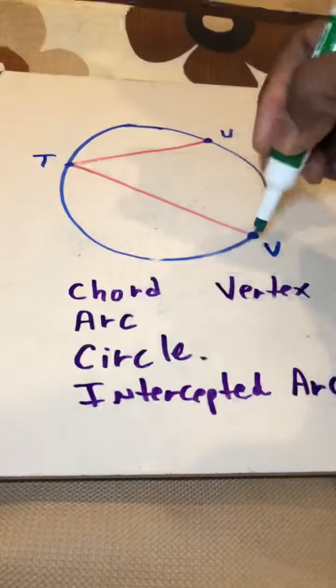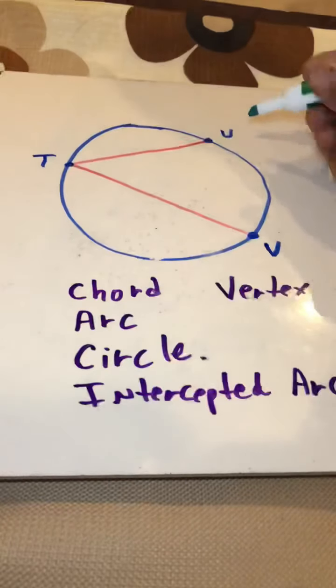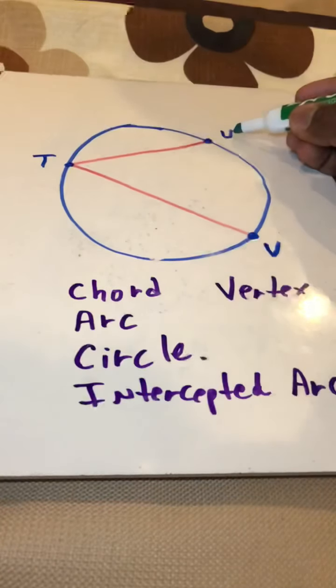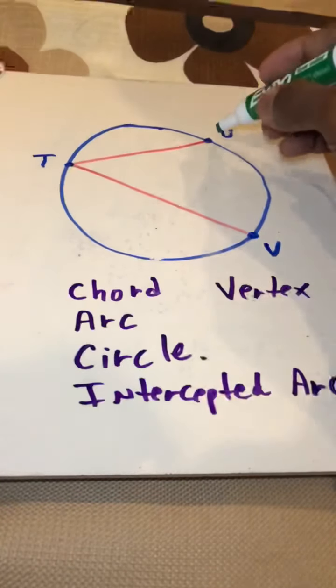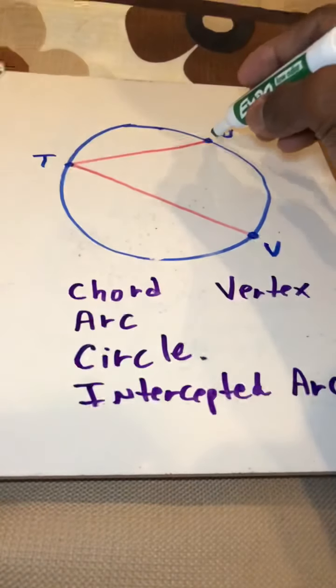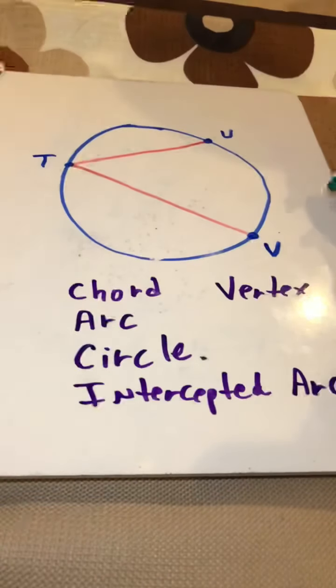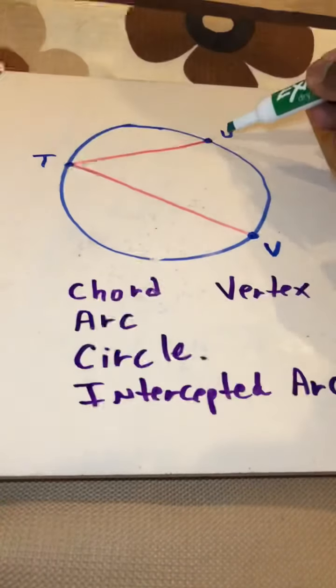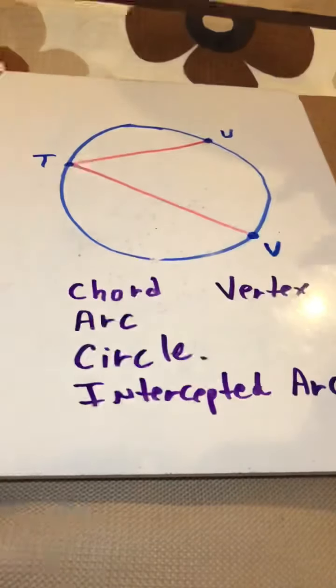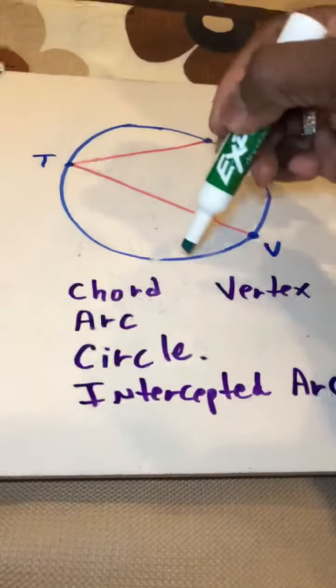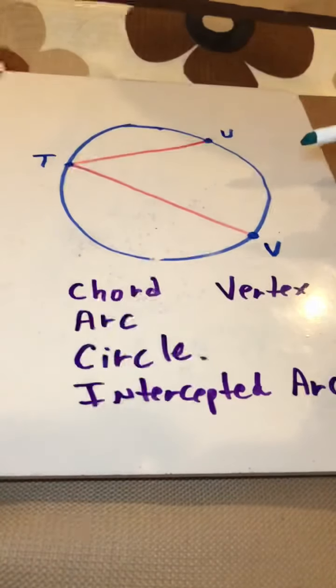All right, you have several arcs. You have a minor arc. If you remember, UV is a minor arc. You can actually have a UV major arc as well, from all the way around that side. You have TU is an arc, TV is an arc, and UV is also an arc.